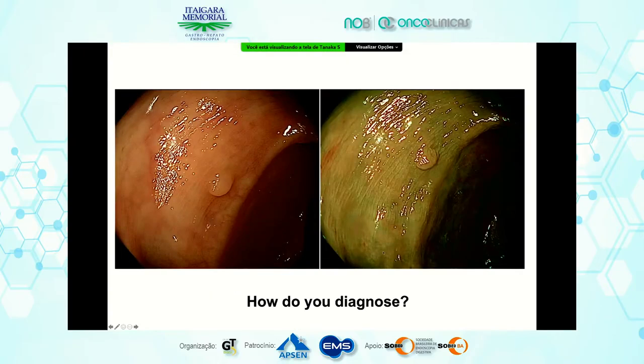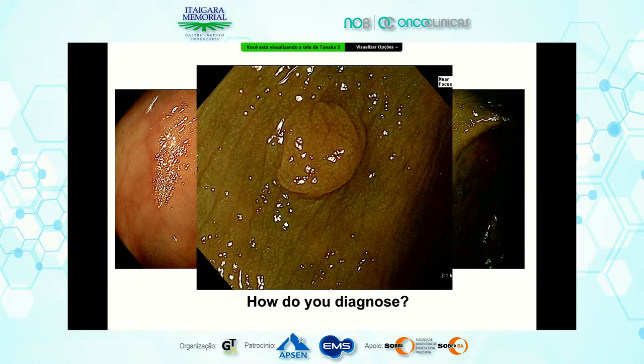I will show several cases. How do you diagnose? This is typical hyperplasia: no vessel, same structure with surrounding mucosa. This is typical hyperplasia.